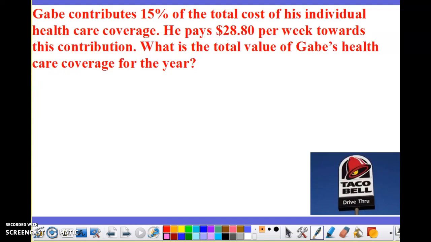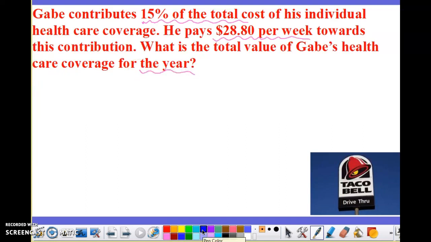So it says Gabe contributes 15% of the total cost of his individual health care coverage. He pays $28.80 per week towards this contribution. That means his employer would be paying the rest of his health care coverage. This question asks, what is the total value of Gabe's health care coverage for the year?